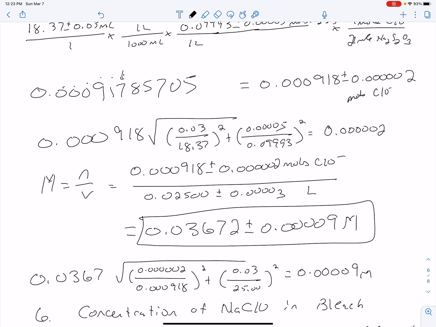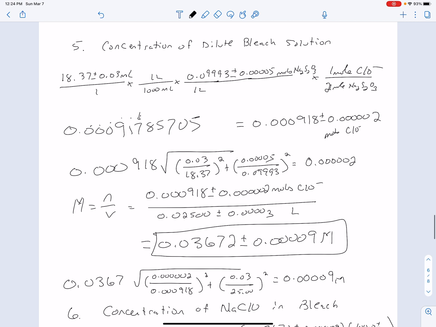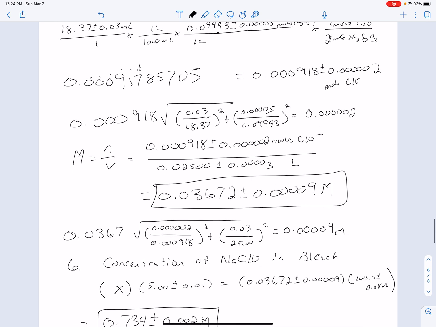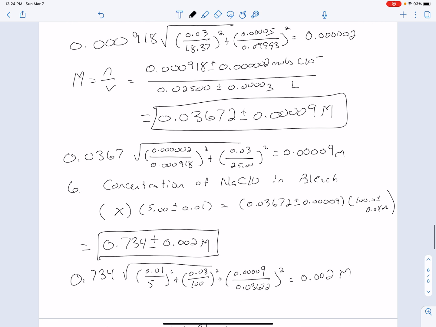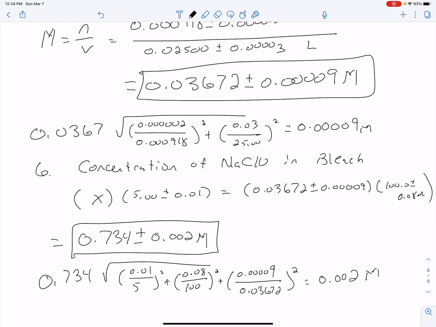I brought that back up, and this became my concentration of the diluted bleach. That would be the bleach in my 100 milliliter volumetric flask. Well, what was the concentration of NaClO in bleach? M1V1 equals M2V2. So again, I took my X, which was what I'm solving for, 5, which was what I pipetted, plus or minus 0.01. The 0.0372, that's what came back from the diluted value, and then 100 plus or minus 0.08.